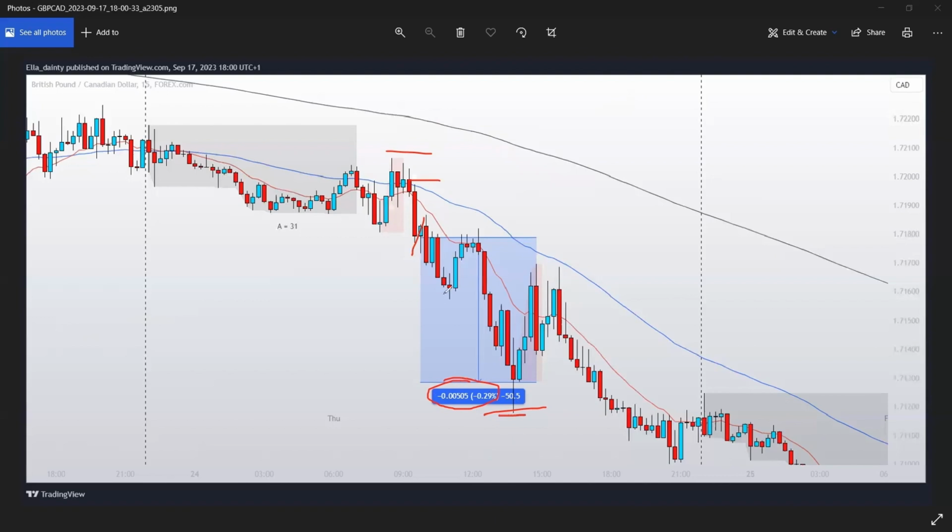All right, so this went for 50 pips. Out of this 50 pips, you can catch maybe 30 pips around here. Or if you want to go for the full 50 pips, you can go for that.